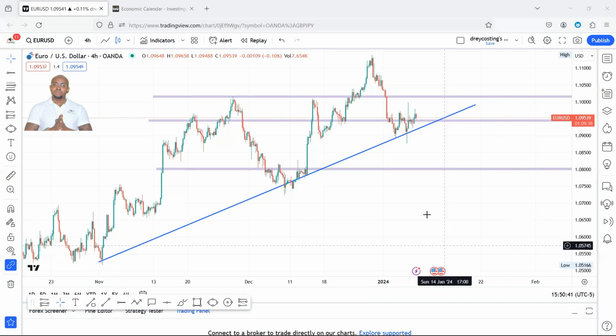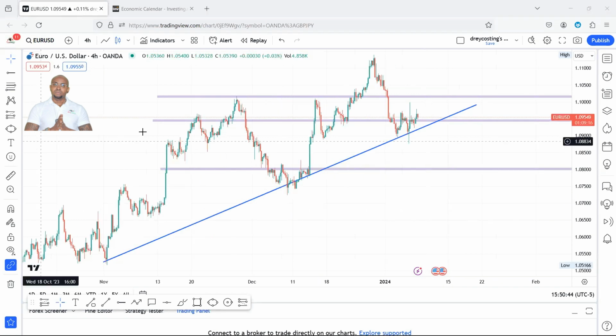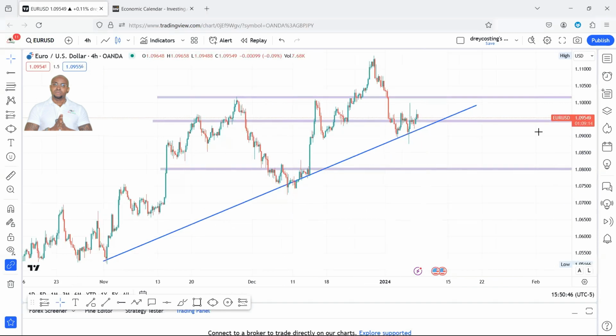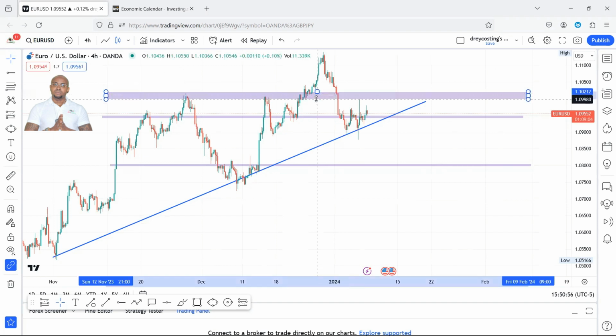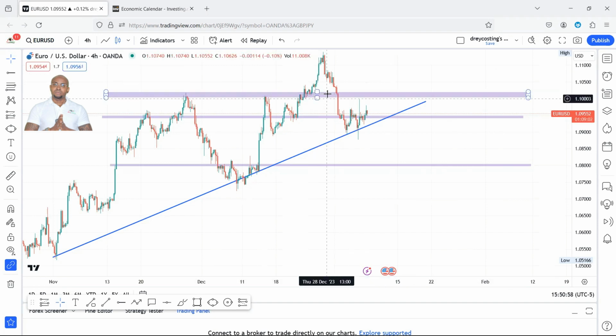Euro USD. Alright, so look at this from the H4 level, right? For Euro USD, these are the areas of interest that we're looking at. So here we are on the zone at 1.10119, right? We also have an area of interest that we're looking at 1.09433, and the final one at 1.08026, right?